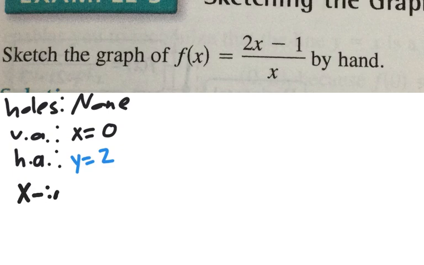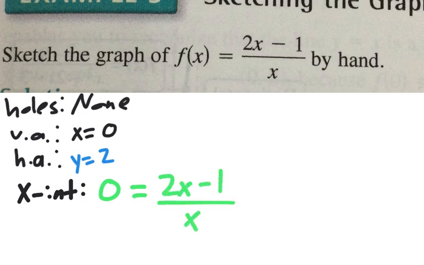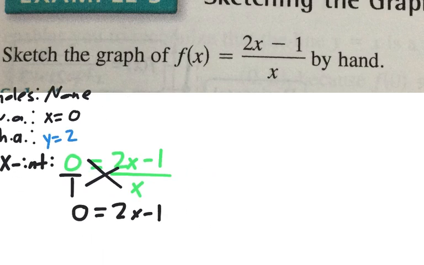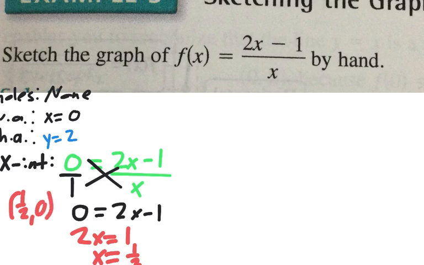Next, x-intercepts. Where do the x-intercepts occur? When the y-value is 0. So I've got 0 equals 2x minus 1 over x. I'm going to solve this. All right, this time it's going to work. 0 times x is 0. But I'm left here with 1 times 2x minus 1, which is 2x minus 1. So I'm going to solve this out. That tells me 2x equals 1, so x equals 1/2. So that means I have an x-intercept at 1/2, 0.